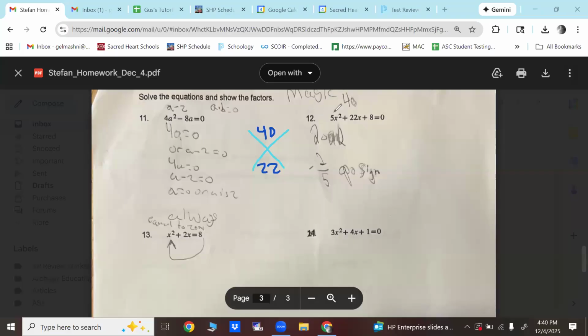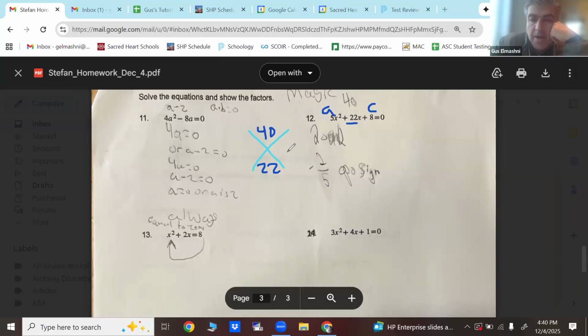Okay, so you do A times C, which is 40, and you put B in the bottom there. What two numbers multiply to 40 and add to 22? 20 and 2. Good, awesome. But we gotta do this.